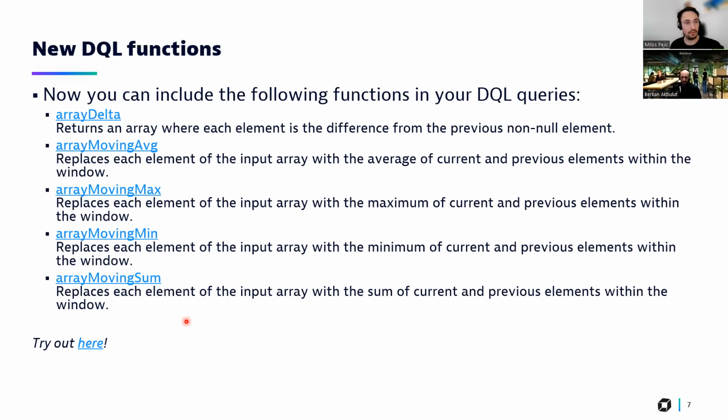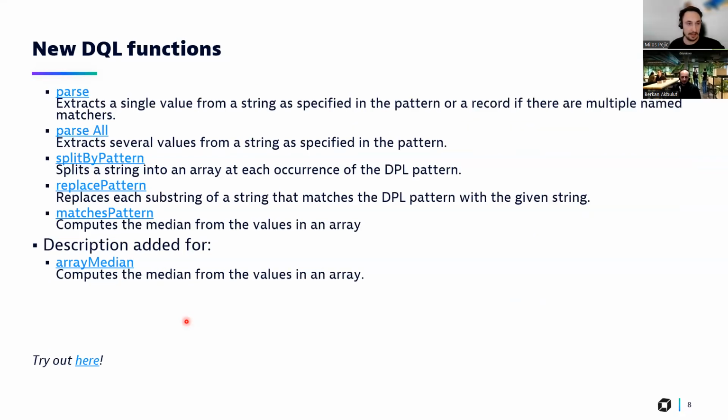Similar to this, a couple of other new DQL commands. We will show one of these as well today in the hands-on part. The focus here is on parse commands, especially split by a pattern, replace a pattern, or match a pattern. Pretty interesting new features introduced to DQL. Array median existed already, but in case you open the docs now, a new description was added for it. So not a new DQL function, but a new DQL description here.